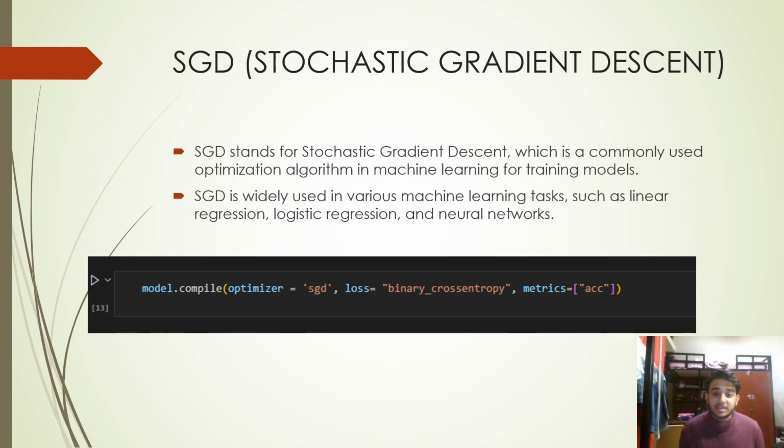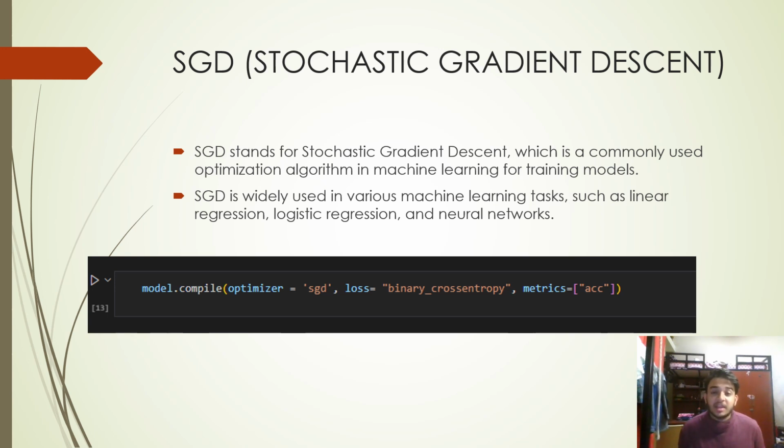SGD, which stands for Stochastic Gradient Descent, is a commonly used optimization algorithm in machine learning for training models. It is widely used in various ML tasks such as linear regression, logistic regression, and neural networks. Now, in general, gradient descent is an iterative optimization algorithm used to minimize an objective function by adjusting the model parameters in the direction of the steepest descent of the gradient.